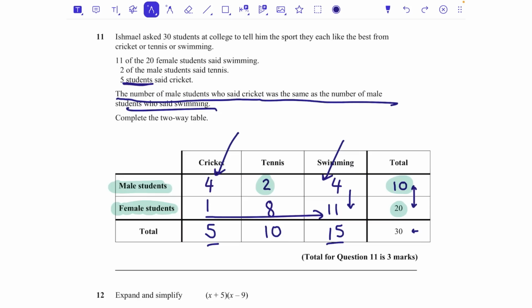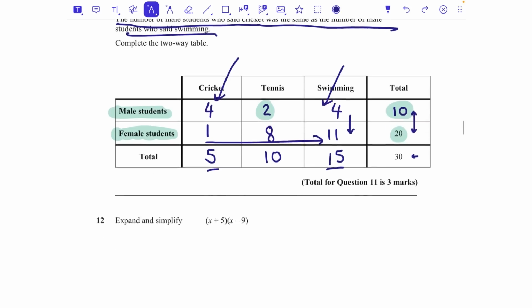There's no probability here. Sometimes they give you a probability section to this question. So they'll say, I'm going to pick one of the females at random. What's the probability they chose tennis? So that would be 8 out of 20, for example. But they haven't here, so that's okay.